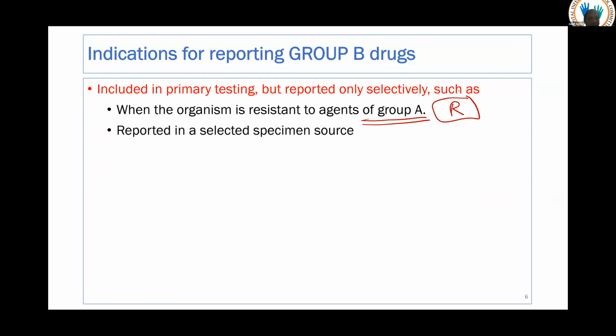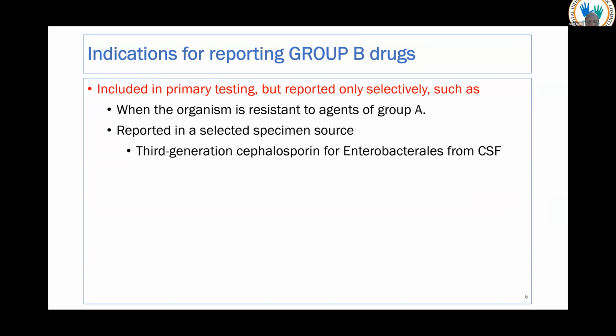Other than that, there are other indications, like reporting for a selected specimen source. For example, in a US-based lab, they report third generation cephalosporin for Enterobacteriaceae only for CSF specimens. This example will not be applicable to the Indian situation, because in India we test third generation cephalosporin for any specimen source of E. coli and Enterobacteriaceae. But in US-based labs they do it like that.